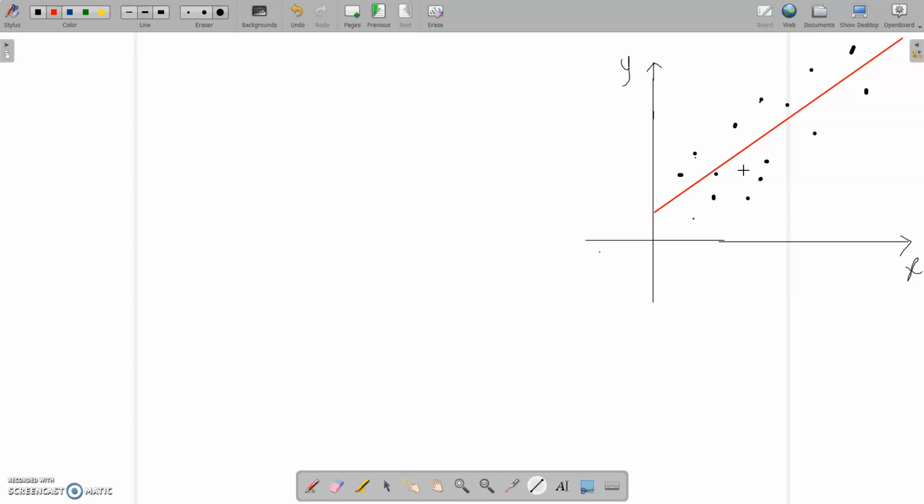Now try to understand. The equation of this line is: y, what we are predicting, this is y prime, equals theta naught plus theta 1 into x. This theta naught is the intercept, this portion is theta naught, and the slope is theta 1. This is our prediction, and these are the exact values, the true values.